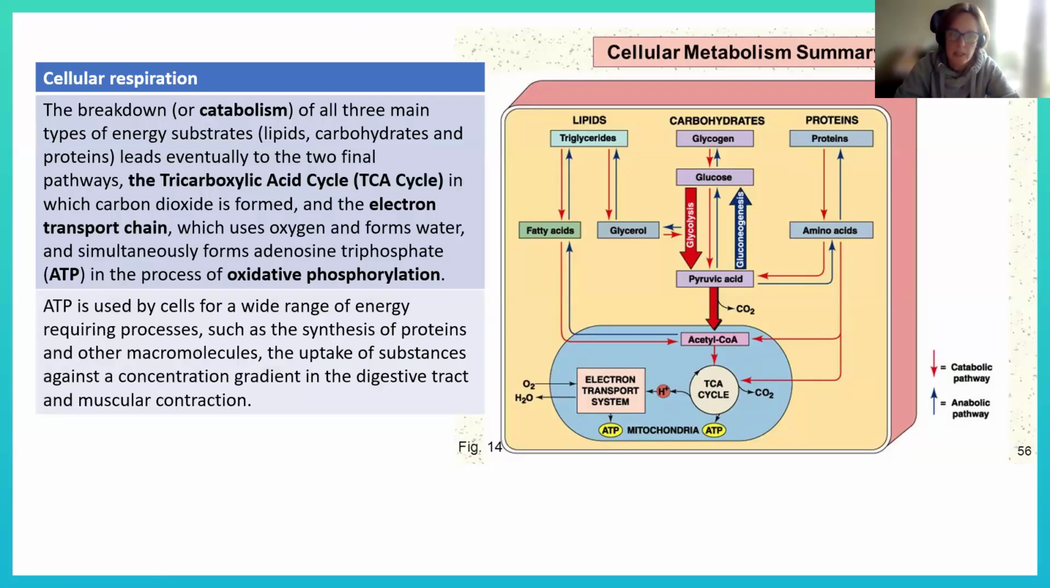So ATP is used by cells for lots of things. I've talked about active transport, but it's also used for making proteins. So we eat proteins, we get amino acids when we break them down, and then we rebuild those amino acids into new proteins that we need. So that's really important. We also use it for the uptake of substances against a concentration gradient in the digestive tract, for example, when we're trying to pump stuff across into the blood, we use ATP. That is active transport in a way, but we also use it for muscle contraction too.